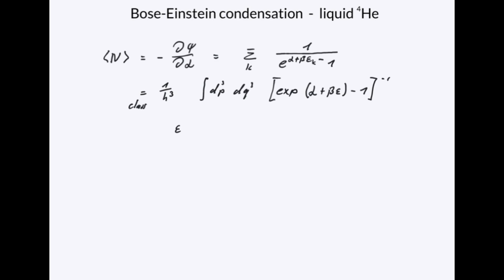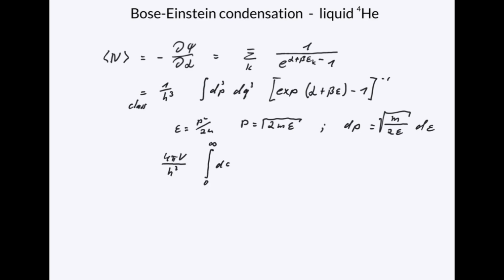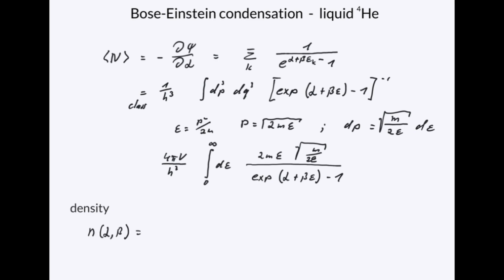Integral on the space variable leads to the volume, and integration on the momentum variable we transfer to spherical coordinates and express the momentum as an energy, where we have the dispersion relation, the energy epsilon is equal to p squared divided by 2m. Now from this description we derive the density, small n, depending on alpha and beta, which is given by the mean number of particles per volume, is equal to 4 pi (2m/h squared) to the power 3/2 integral d epsilon, square root of epsilon divided by e to the power alpha plus beta epsilon minus 1, where epsilon runs from 0 to infinity.